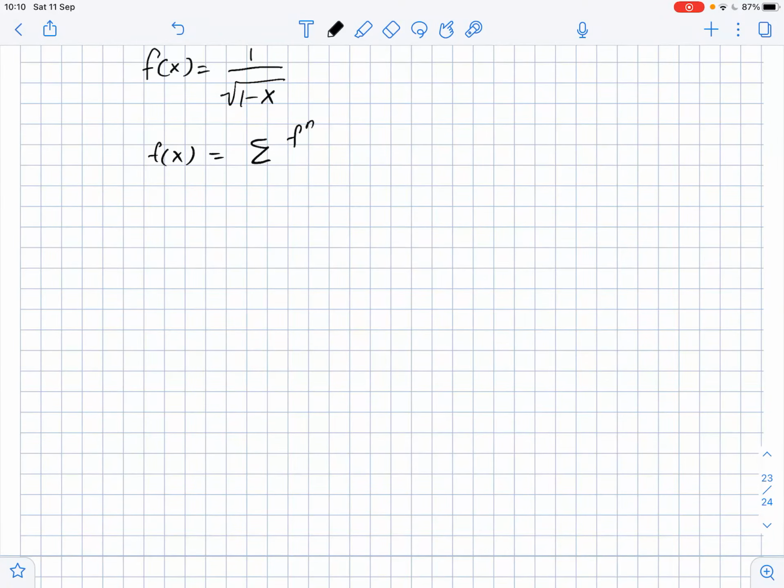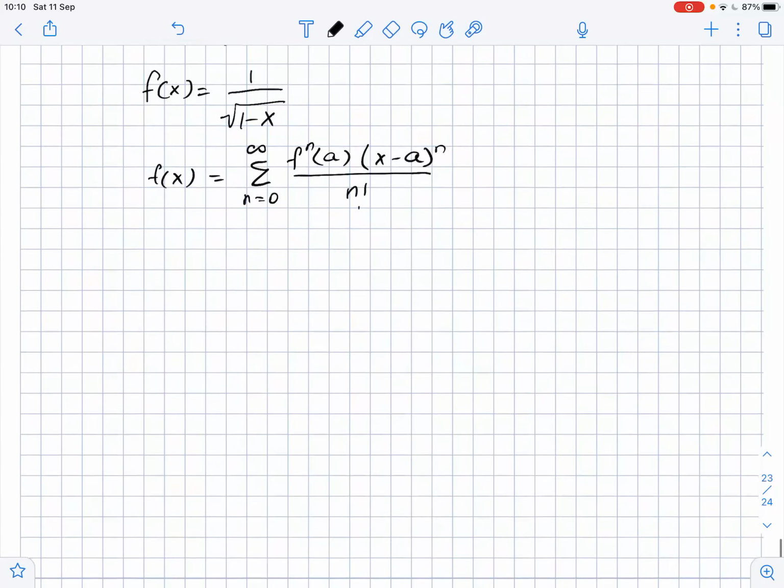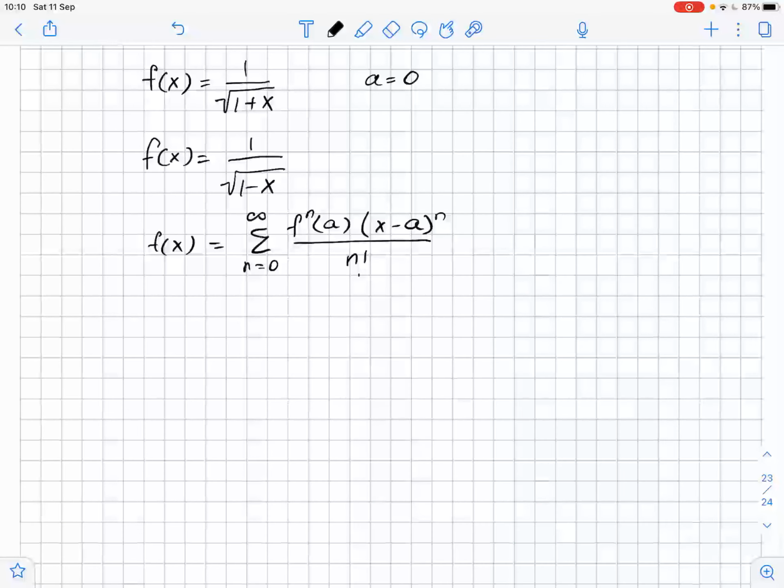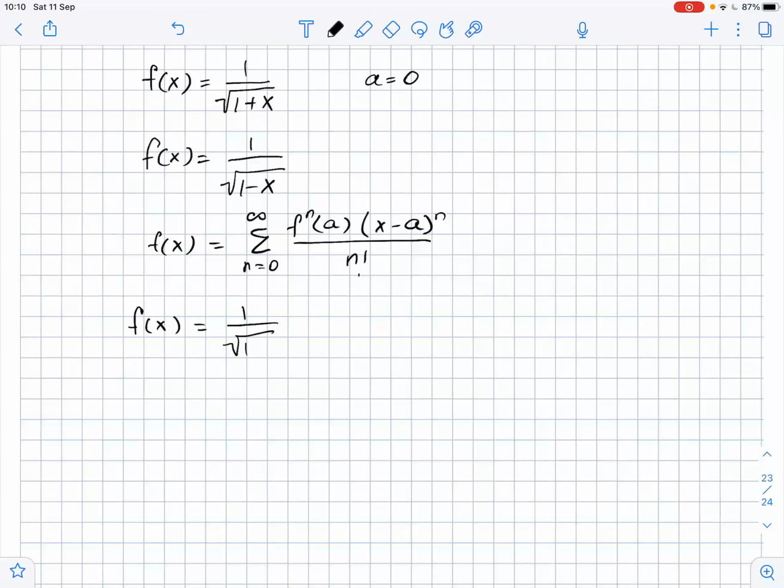f of x equals the sum of nth order derivative of f of a times x minus a to the power of n over n factorial, where n goes from 0 to infinity. So let's do some calculations in order to find the first 7 terms. So f of x in our case equals 1 over square root of 1 plus x.